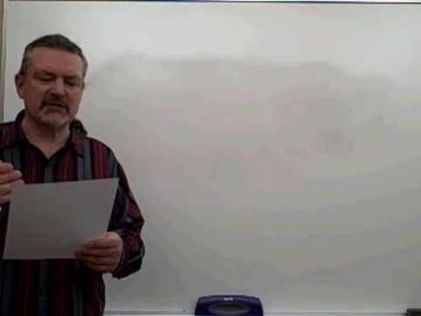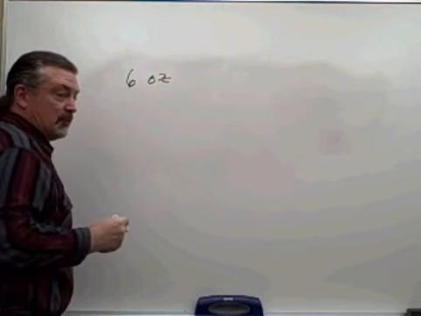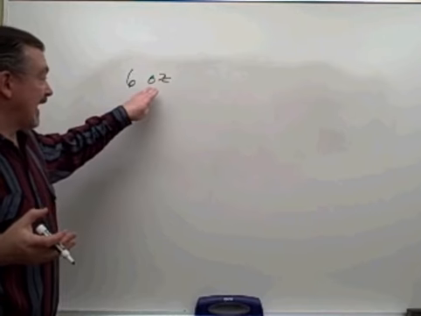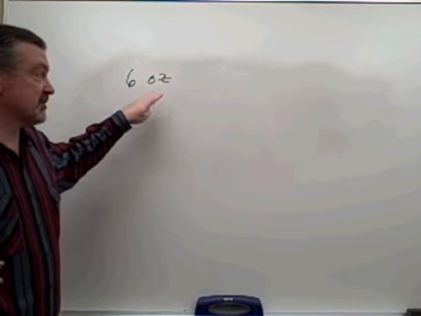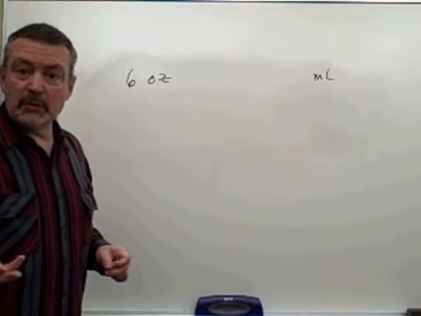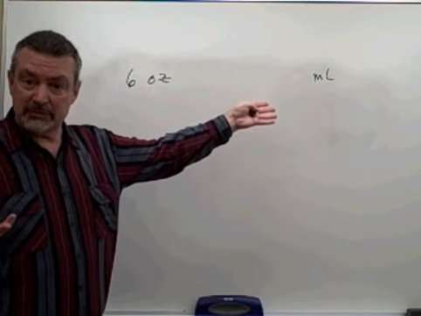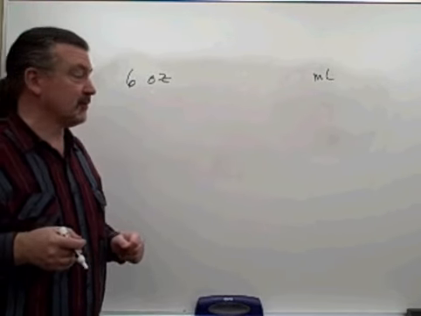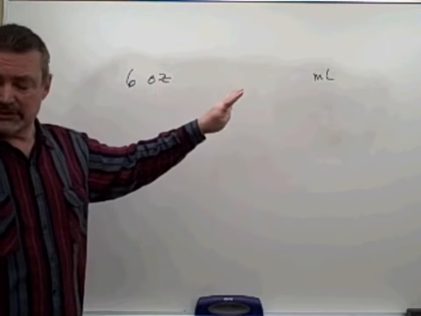The first problem says convert 6 ounces to milliliters. So we have 6 ounces. Ounces is a unit of measure of liquid volume in the household system. We want to know what that would be equivalent to if we were measuring liquid volume in the metric system using the milliliter unit. So we need to be able to convert from ounces to milliliters.